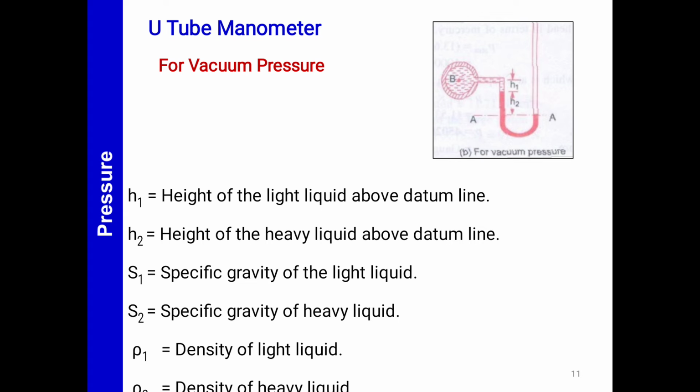Next, for vacuum pressure. For measuring the vacuum pressure, the levels of the heavy liquid in the manometer will be as shown in the figure. Then, the pressure above AA in the left column is equal to ρ2gh2 + ρ1gh1 + p.